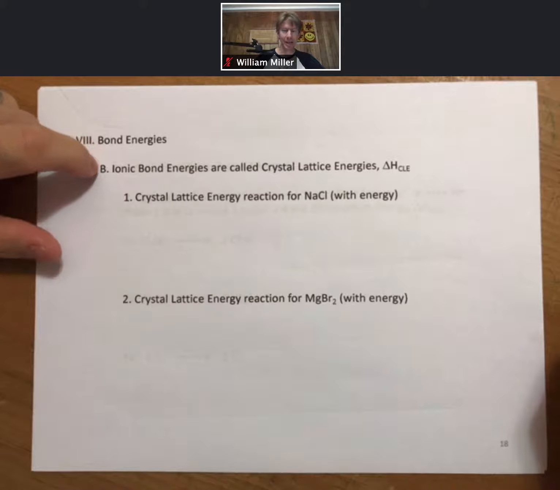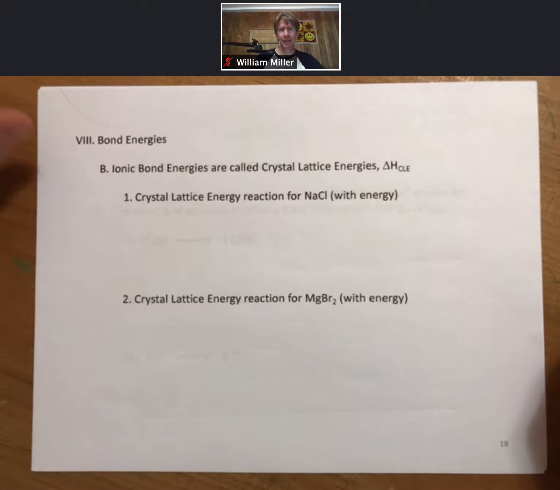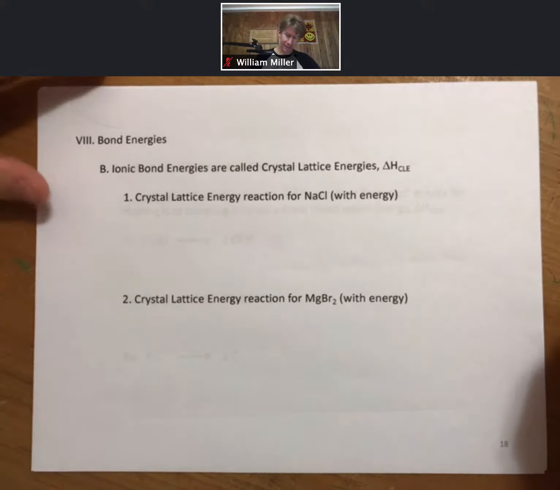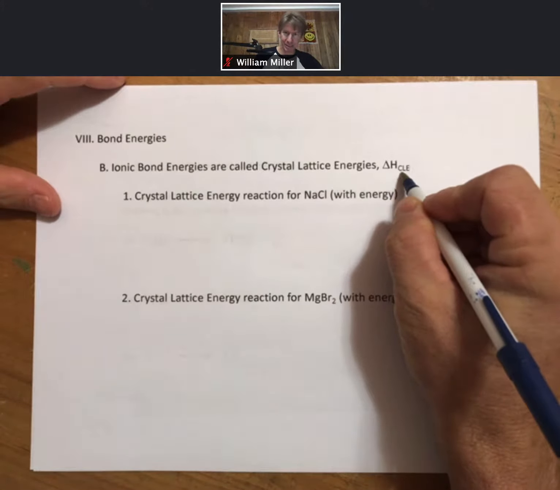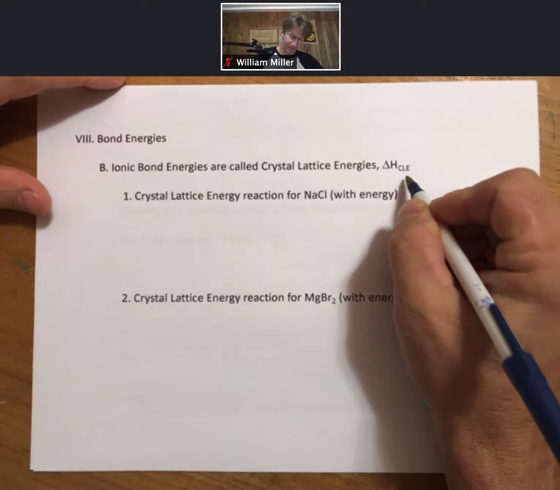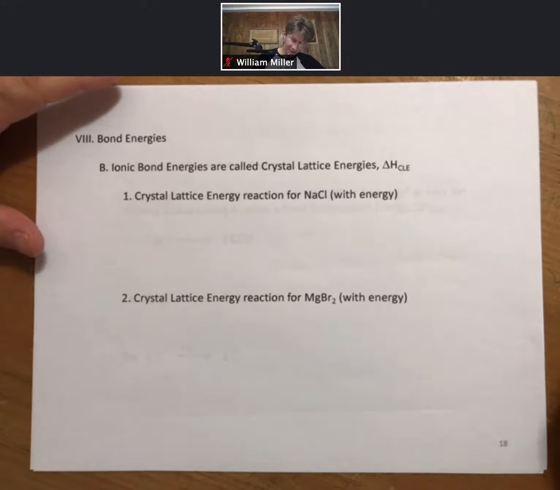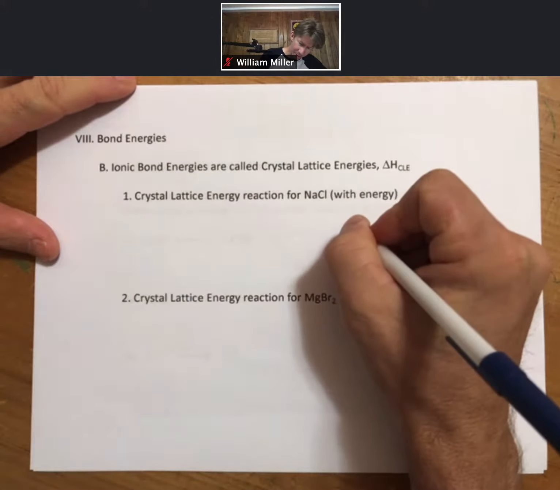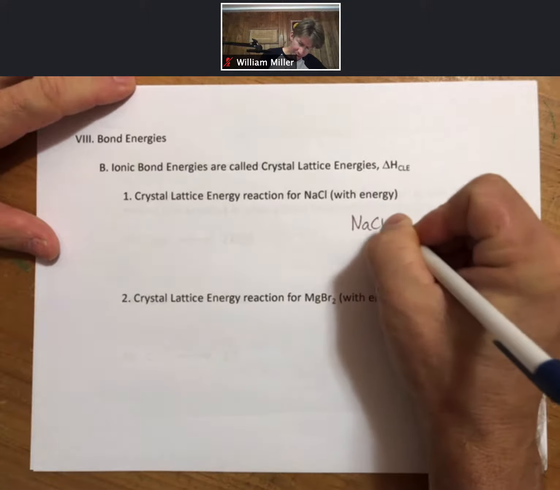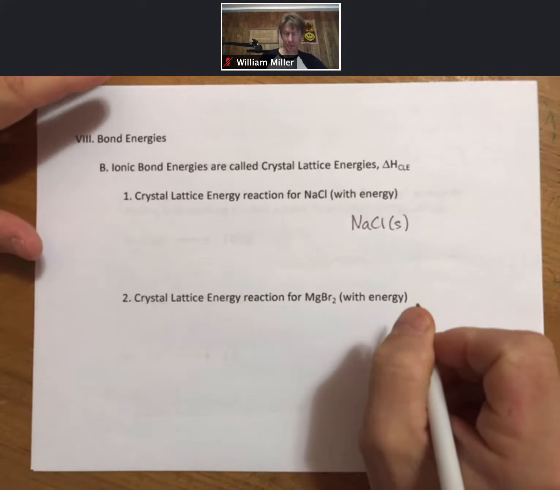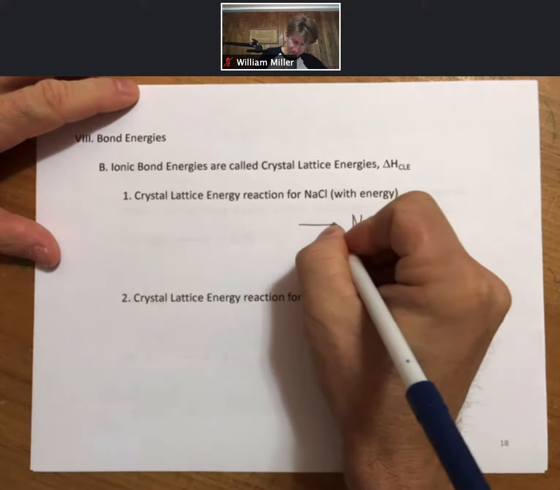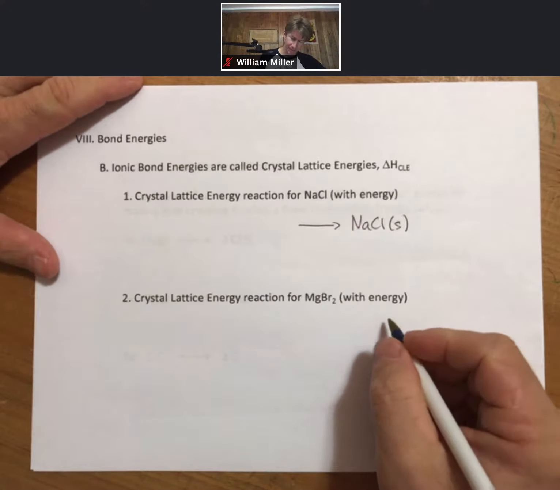Let's talk about ionic bond energies. The name we give to them is crystal lattice energy, and the symbol is delta H sub CLE, for crystal lattice energy. The crystal lattice energy is going to be associated with a very specific reaction. Whatever we're doing the crystal lattice energy for is going to be the product. So there's our sodium chloride.